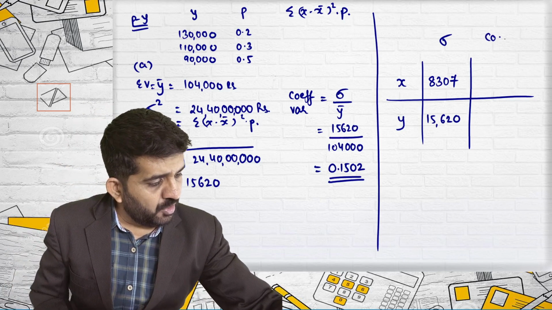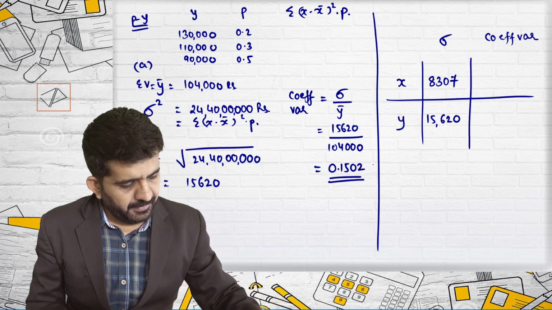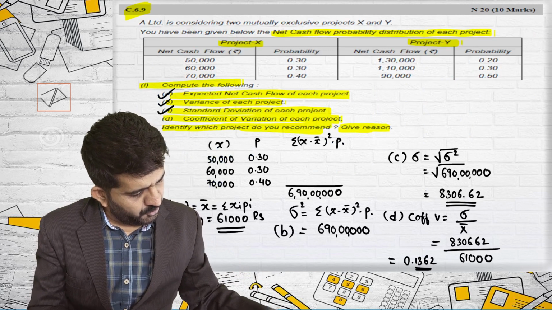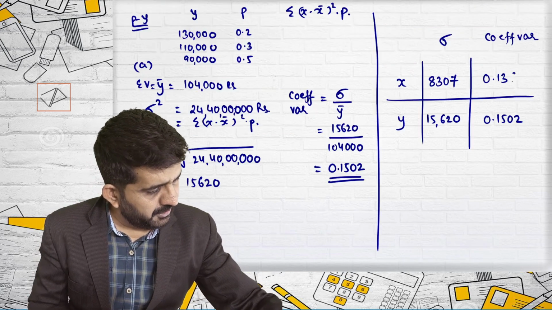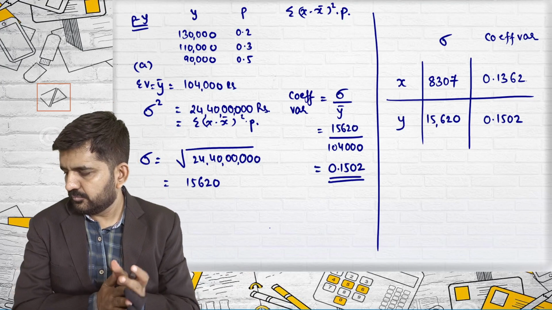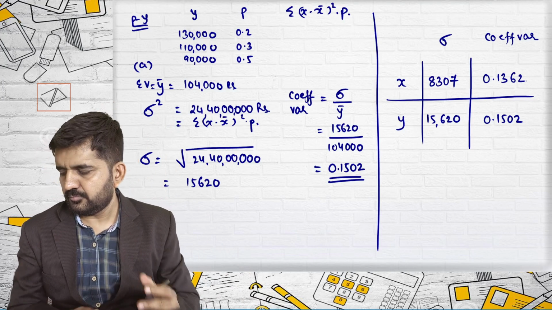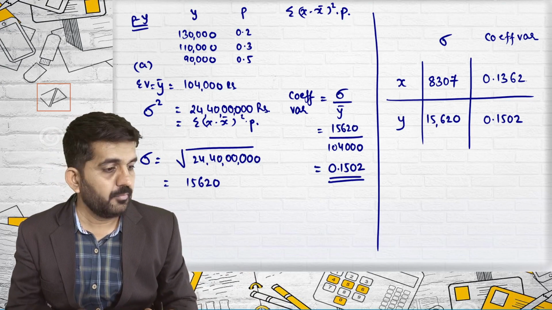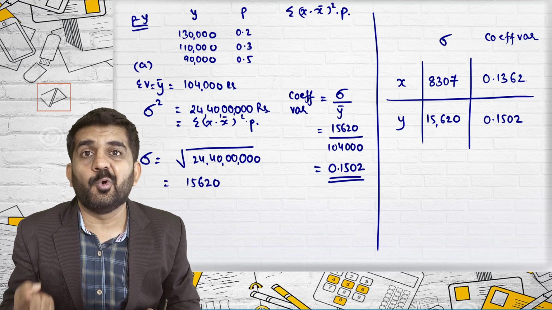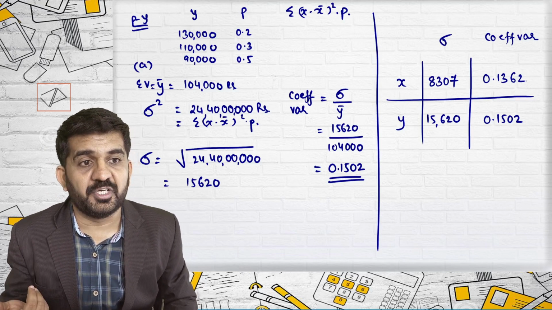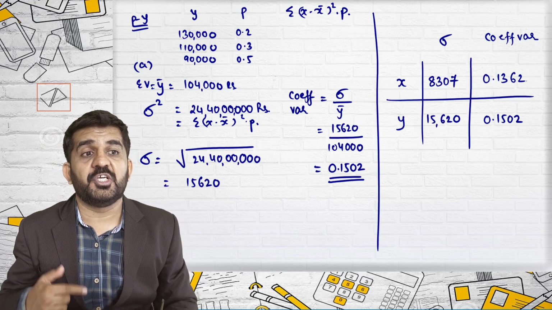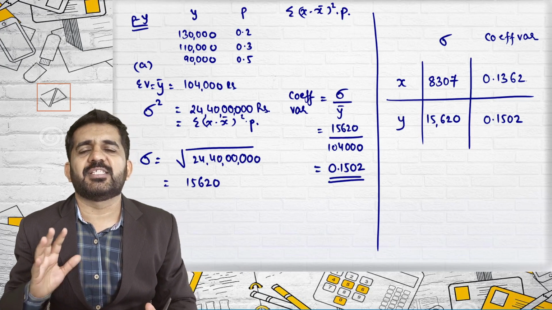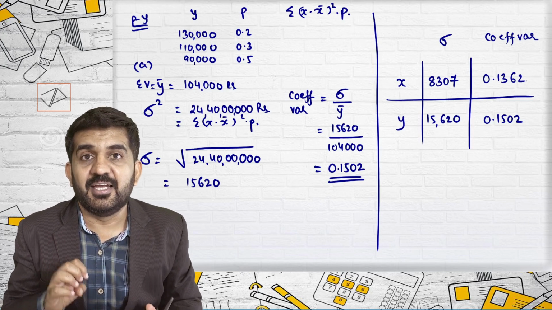But if you see coefficient of variance, this will be 0.1502 and this will be 0.1362. As far as the total risk is concerned, project X is less risky. As far as coefficient of variation is concerned, project X is less risky. You should select a project which is less risky.